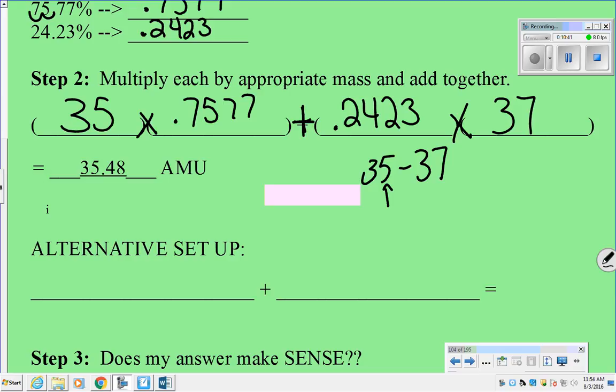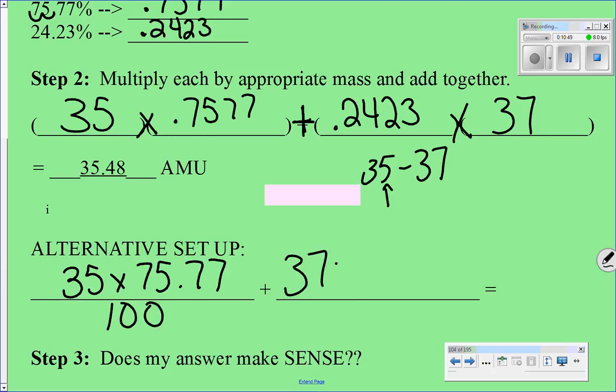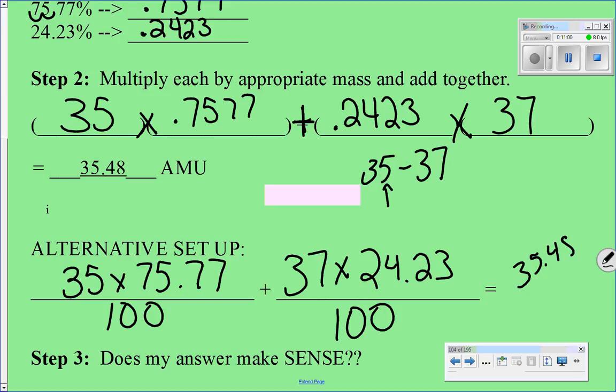than worry about changing your decimals, you can simply say 35 times 75.77 divided by 100, 37 times 24.23, and divided by 100 in this step. And remember, you're always thinking at the end, you're going to get the same thing for this, you're going to get your 35.48. You're always thinking, does my answer make sense? Yep, it's between 35 and 37. Yep, it's closer to 35.